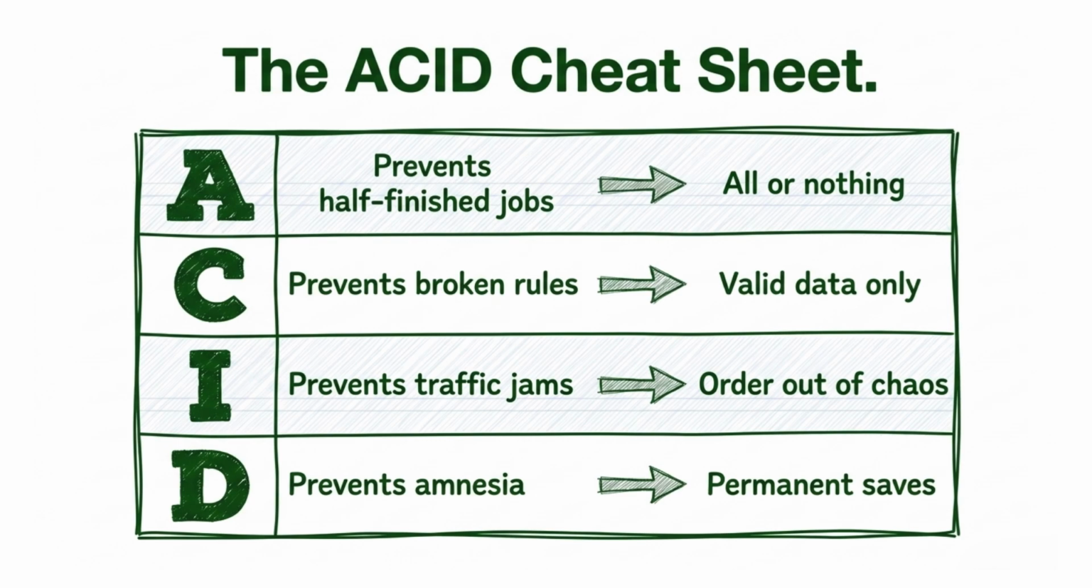The ACID cheat sheet. Here is the complete summary in 4 clean lines. A. Atomicity prevents half-finished jobs, all or nothing. C. Consistency prevents broken rules, valid data only. I. Isolation prevents traffic jams, order out of chaos. D. Durability prevents amnesia. Every committed transaction is saved permanently. 4 guarantees, 1 bulletproof database.